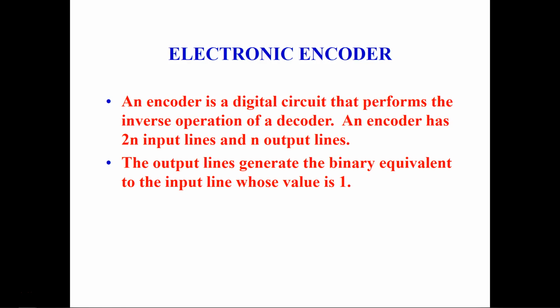Another definition of an encoder is that it is the process of converting the signal message into a coded one. An encoder has 2^N input lines, or inputs, and N outputs. The output in this case is going to be the binary value of the selected or active input, and that's what we are going to see next.